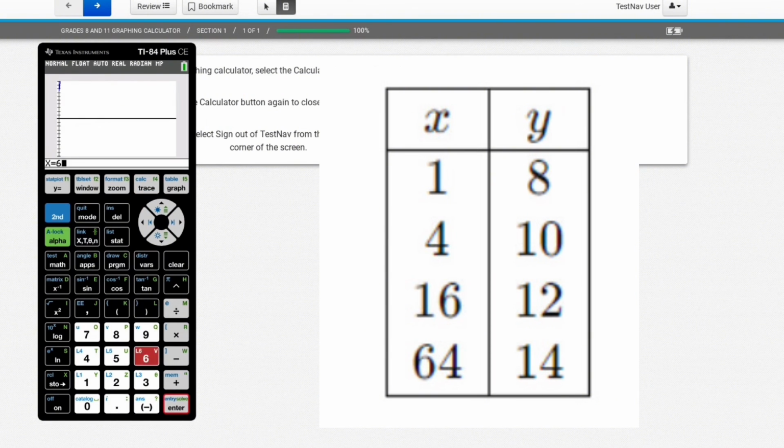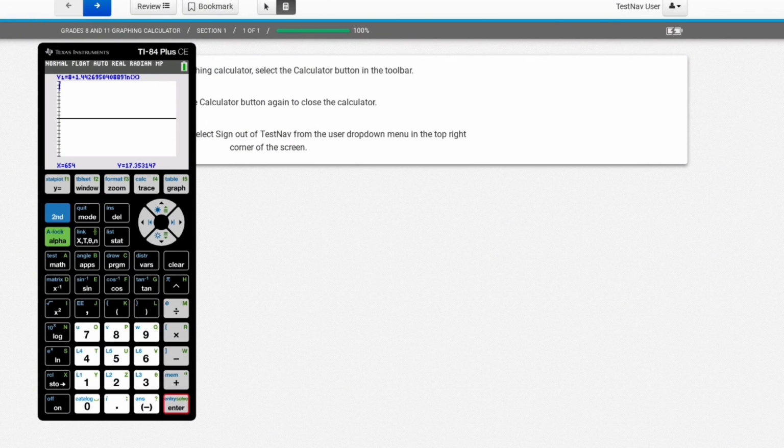Type that number, 654, hit enter, and I get 17.35. So that's what I'm going to get. I'm going to go back, select that answer, and I'll be done with it.